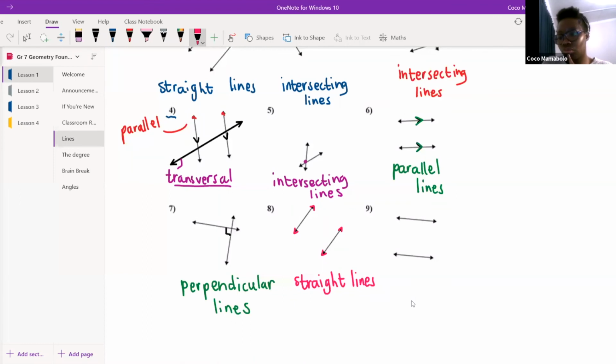Can you tell me what number 9 is? It's also a straight line. Good. Not just one straight line. There are more than one straight line. Good. Straight lines. Very well done.